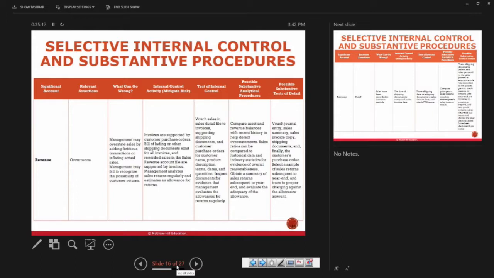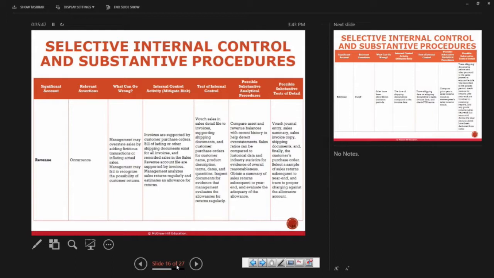So then, internal controls to mitigate that risk, we would expect to see that invoices are supported by customer purchase orders, meaning that it's a valid order, that a customer ordered the goods. The bill of lading, meaning that it's valid revenue because we shipped it, that the goods were shipped, or other shipping documents, for all invoices and recorded sales in the sales journal.